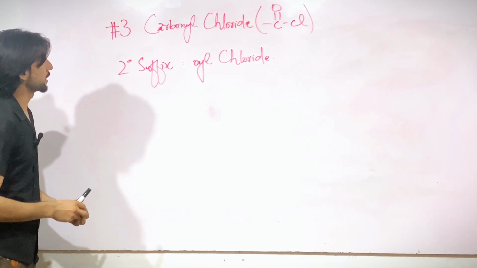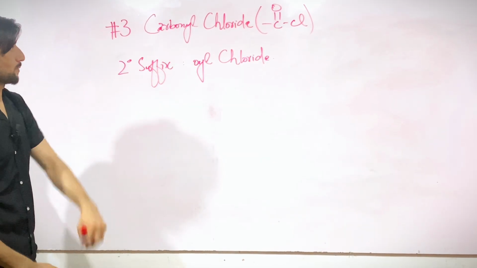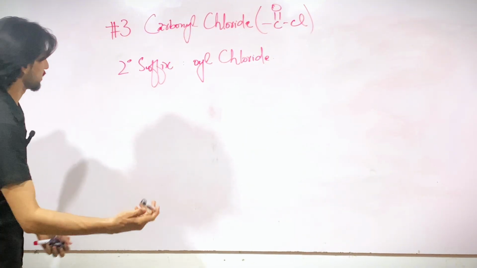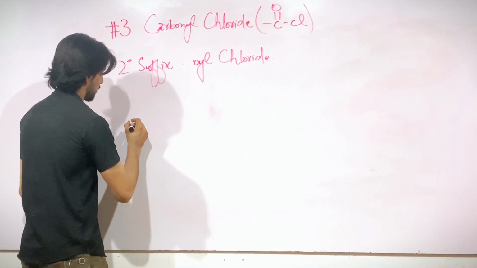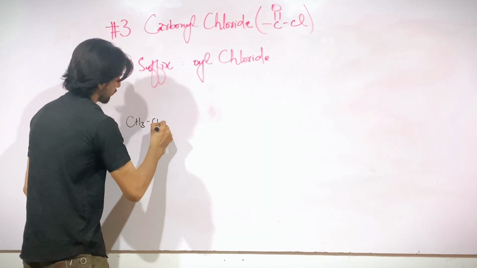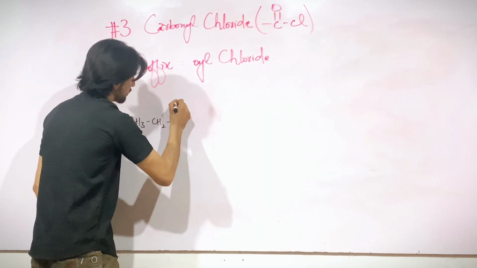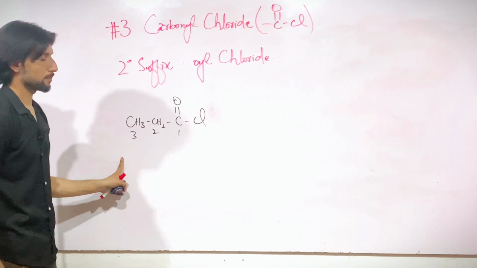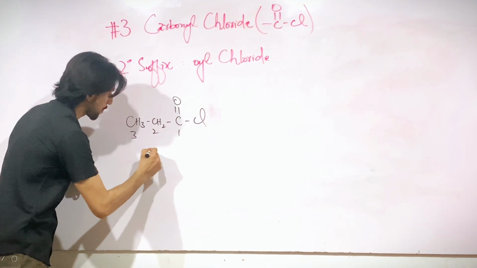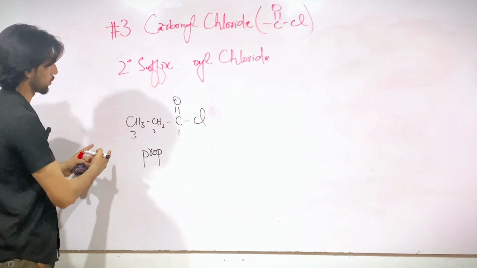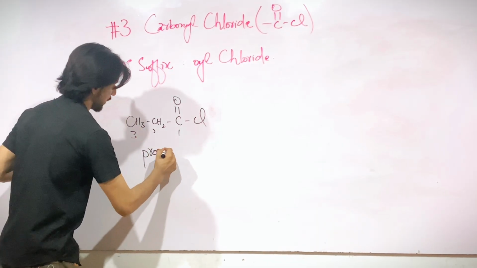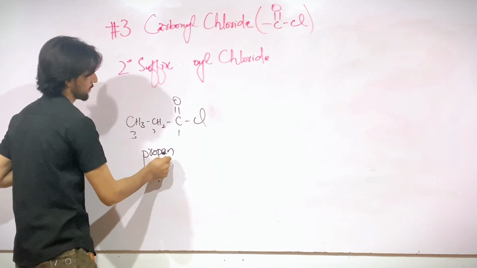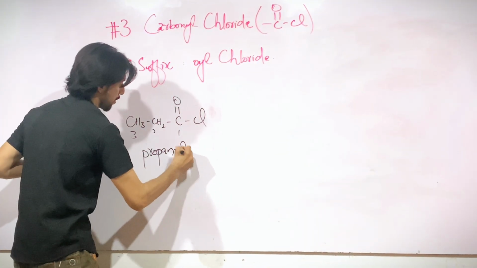On the third number, we get carbonyl chloride, the functional group like that. And the secondary suffix used for it is oil chloride. So you must be able to name this compound now. So 1, 2, 3. For 3 carbon atoms, we have prop. And there is no unsaturation, so an. And the secondary suffix, so this was the primary suffix, the secondary suffix is oil chloride.